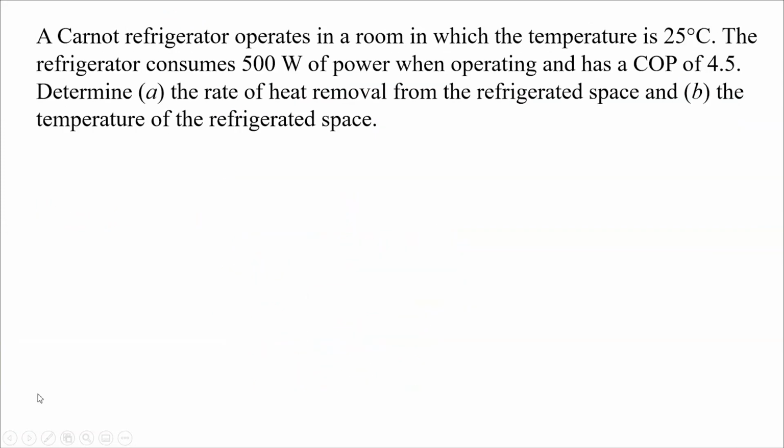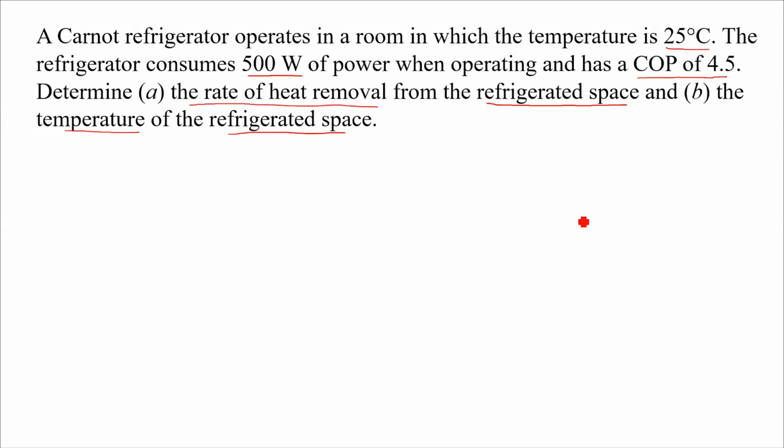Now the next problem. You have the solution, so I'll erase all. The next problem is that you have a Carnot refrigerator that operates in a room in which the temperature is 25 degrees centigrade. The refrigerator consumes 500 watts of power when operating and has a coefficient of performance of 4.5. You have to find out the rate of heat removal from the refrigerated space, and secondly the temperature of the refrigerated space. I'll give you 2 minutes to find it out, and then we'll look into the solution. So quickly try to solve it.